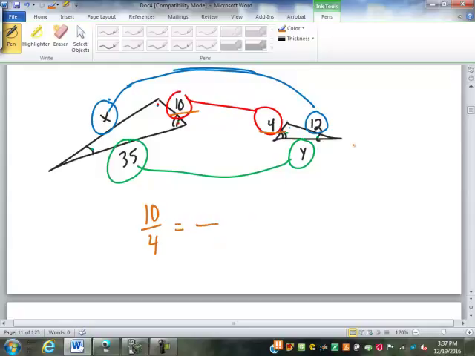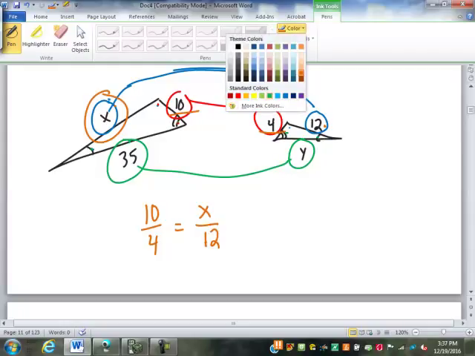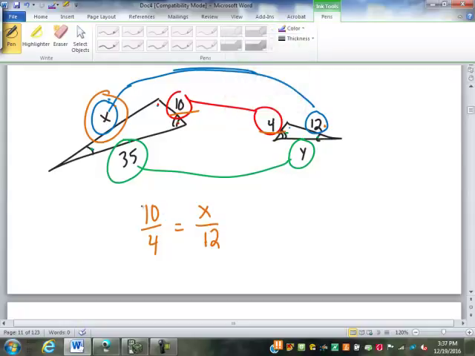Now let's say we're going to find x. Where does x go in this other ratio, top or bottom? Is it from the same triangle as the 10 or the 4? From the 10, so it has to go on top. What's going to go below it then? Well, the x corresponds to the 12. It's the same side as the 12. So now we can cross multiply and divide here. 10 times 12 is 120, divided by 4, x equals 30.